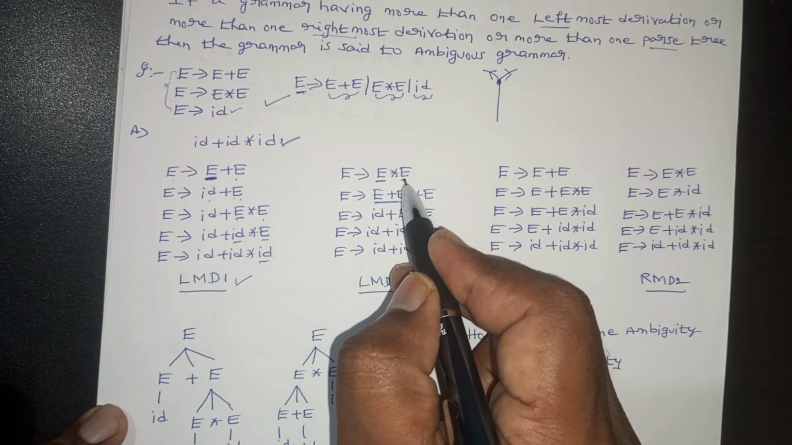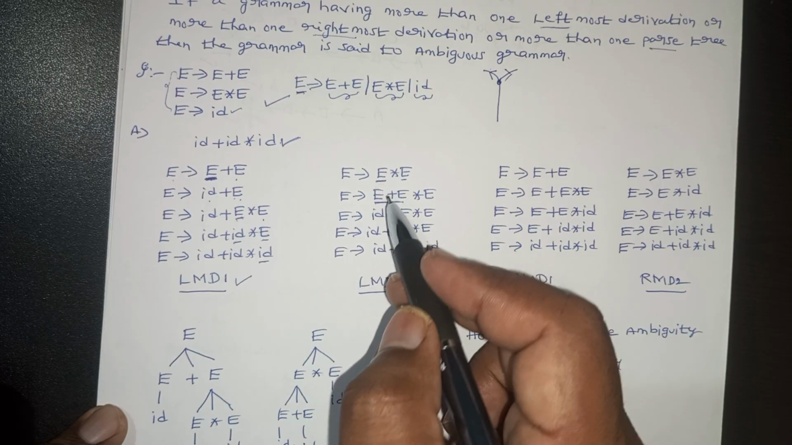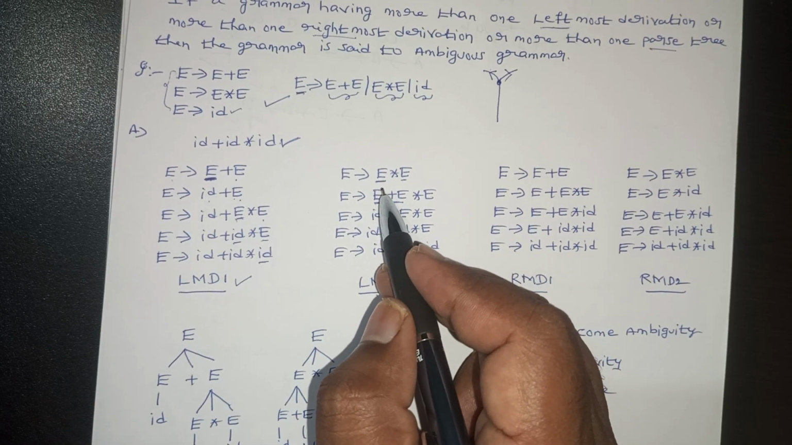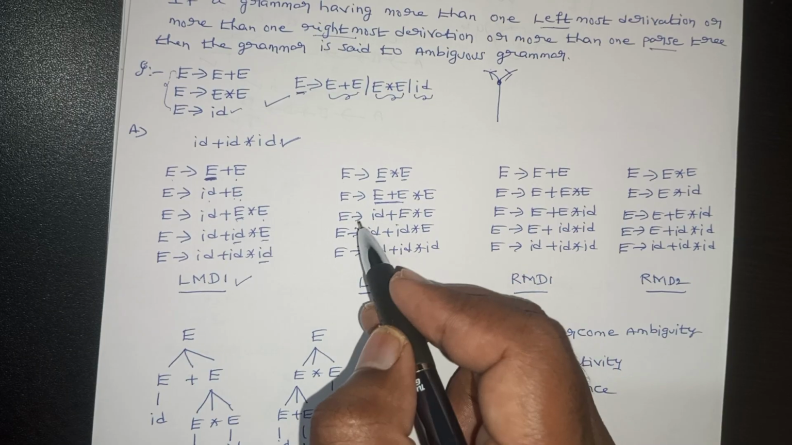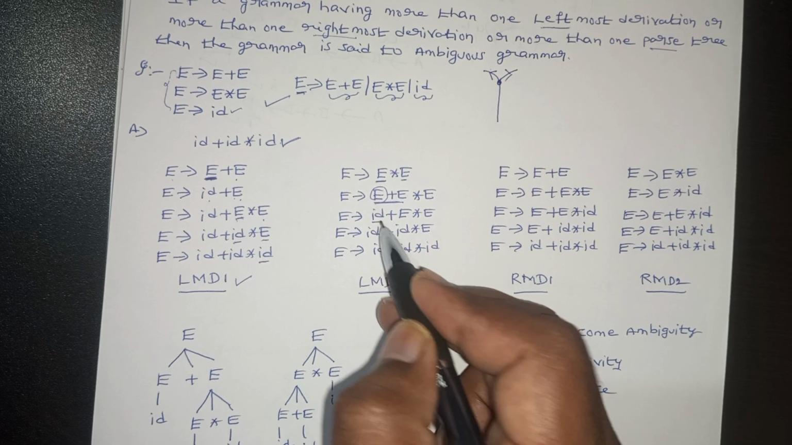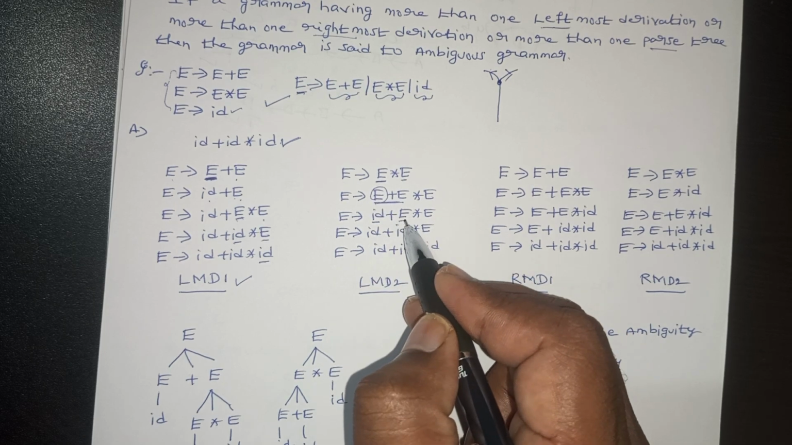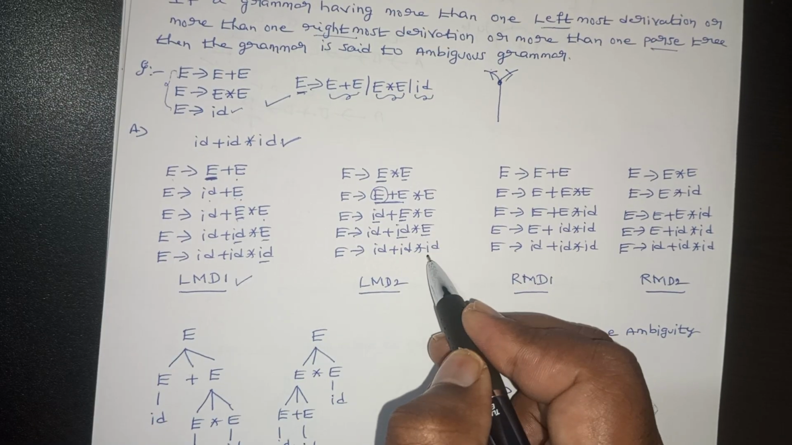So here I am not replacing. First there is a chance here, I am replacing here. Then in the place of capital E, what I am replacing? I am replacing E plus E. Next, in the place of capital E, I am replacing ID. So in the place of capital E, I am replacing ID.